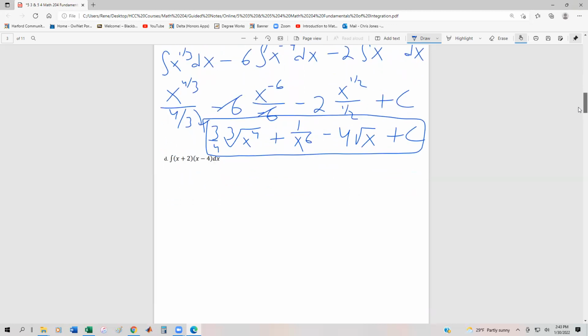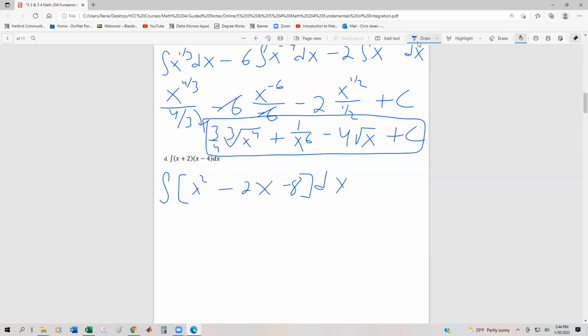Now, this one looks like it's tough, but in fact, this might be the easiest of all of them that we've done. So we have the quantity of x plus 2 times x minus 4. We're going to start by FOILing this out. Okay, so if we multiply it out, we're going to get x squared plus 2x minus 4x minus 8. And then we can just combine the inner terms there to get a negative 2x.